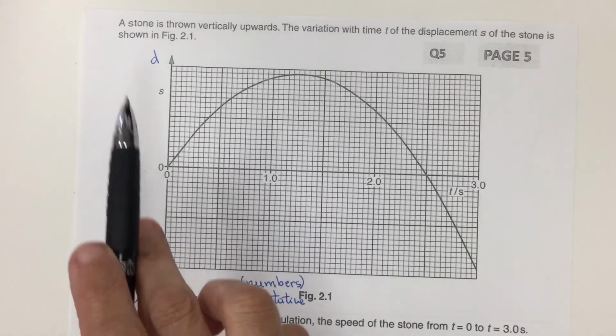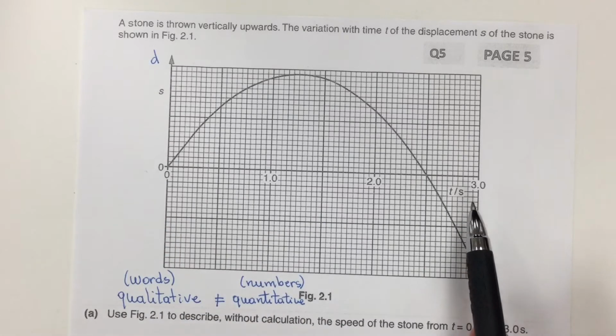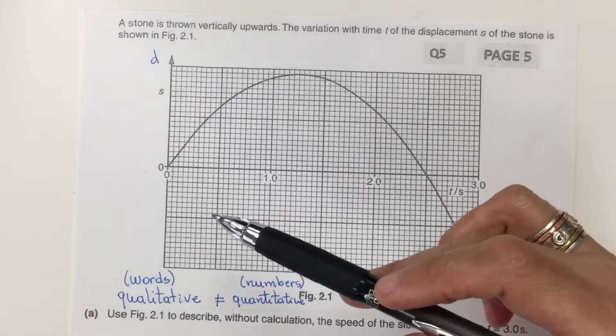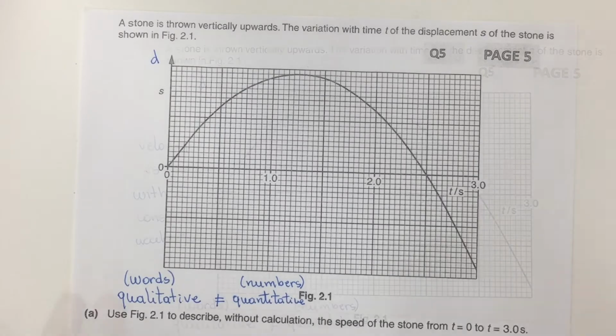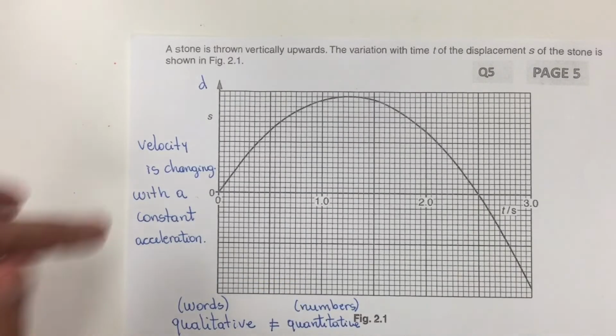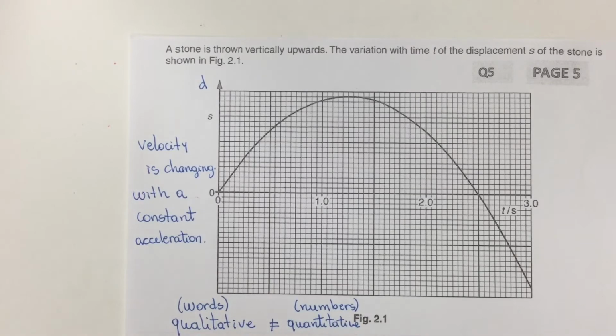So this is a distance-time graph and it is a curved line, which means the velocity is changing, it is not constant. So in this case, velocity is changing with a constant acceleration. You need to keep that in mind.